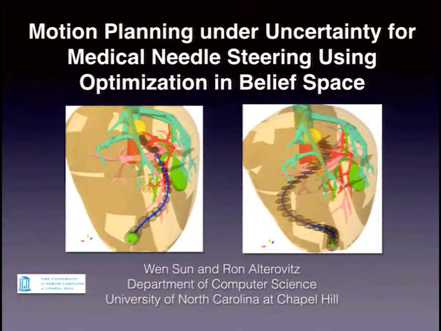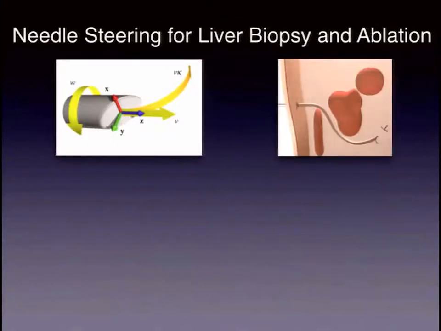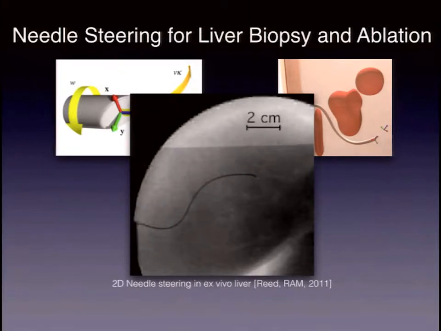I'm going to present my work on motion planning under uncertainty for medical needle steering using optimization in belief space. So we're interested in needle steering for liver biopsy. We consider a bevel tip steerable needle that you can rotate and insert, and you can also control the curvature using some technique like duty cycling. The goal is, of course, to insert the needle into the liver tissue while avoiding possible obstacles such as vessels and also reaching targets.